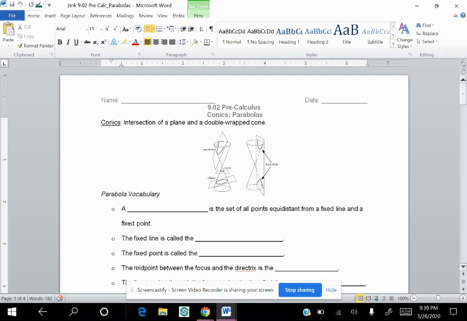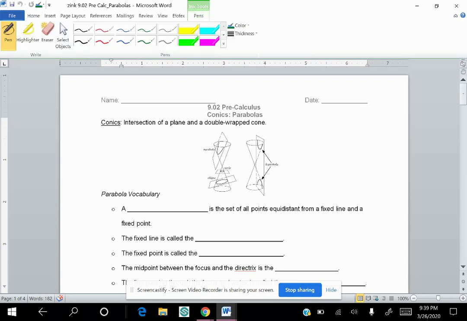So conics, again, are formed from this double-wrapped cone. We talked last class about the circle, which is a slice parallel to the circular base of the double-wrapped cone. And now we're talking about this one up here, if we took a slice out of that double-wrapped cone to get our parabola.